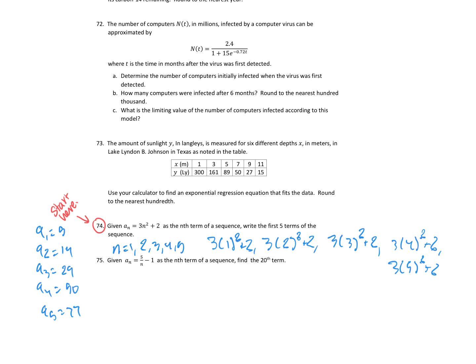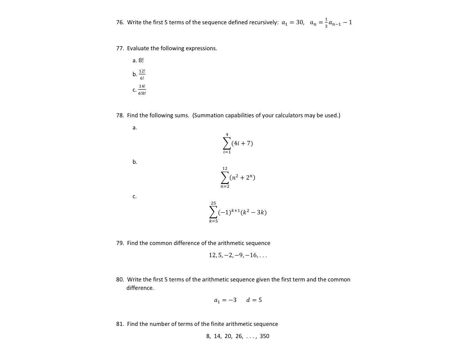So not so bad. All right, so let's move on to number 75. Given this is the nth term of the sequence, find the 20th term. Now that's not so bad at all. If we want the 20th term, n would be 20, right? So then A20, what we're looking for, is 5 over 20 minus 1. Right, so I believe that is 1/4 minus 1, equals negative 3/4. And that's our 20th term right there. Nice, not so bad.